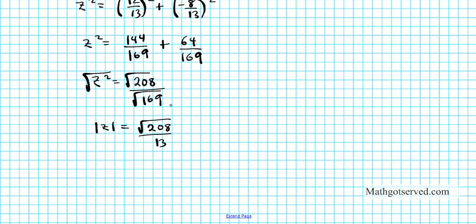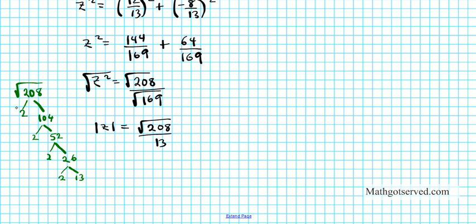Alright, so can I simplify root 208? Let's see. So let's do that on the side. Root 208. Let me do it on the left side this time. Root 208. Since it's even, I can take out a 2. If I take out 2 out of 208, I'm left with 104. Take out another 2, and I'm left with 52. Take out another 2, and I'm left with 26. Take out another 2, and I'm left with 13. 13 is prime, and nothing comes out of there, alright?